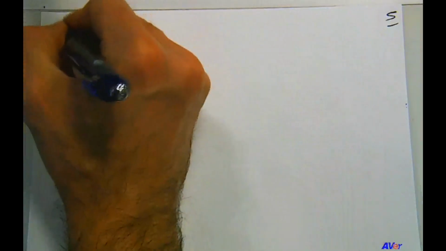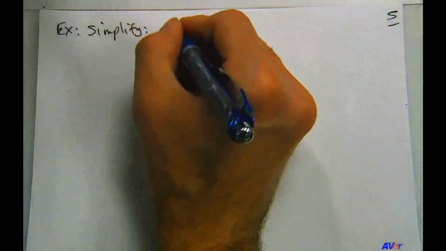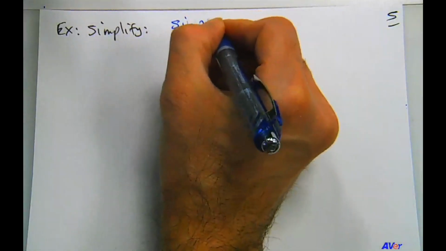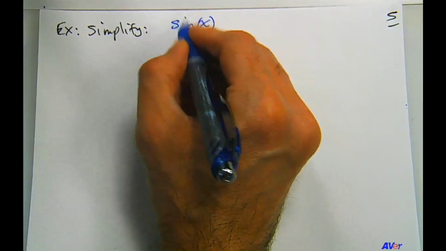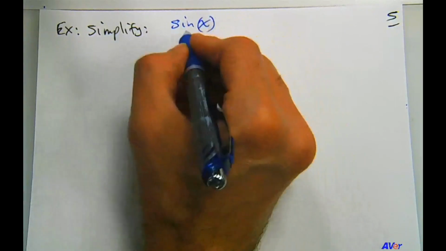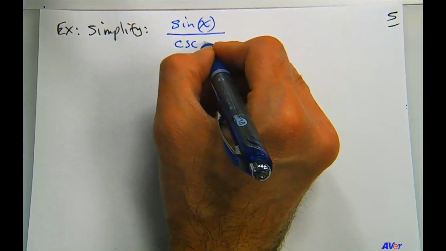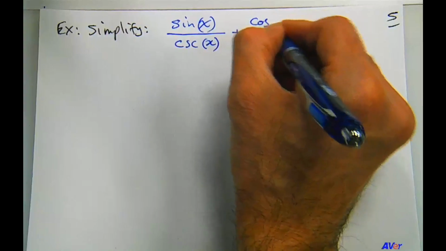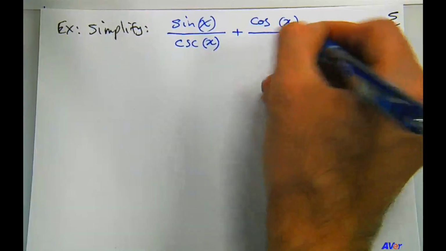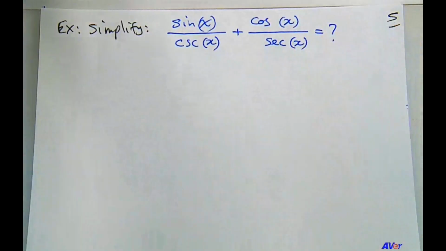So we want to simplify sine of x. If you want, I can put a parenthesis around that. Too many letters, right? S, I, N, and x. It helps if we put a parenthesis around the argument. Over cosecant of x plus cosine of x divided by secant of x. And we want to simplify this expression.